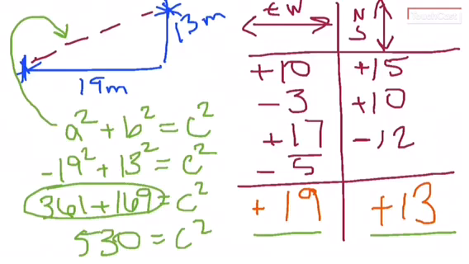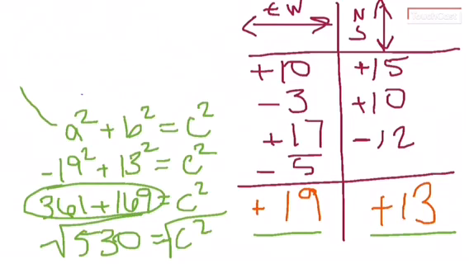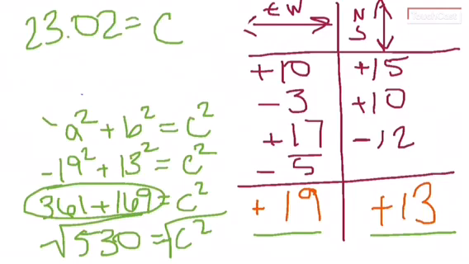And so all we have left to do now is square root it. And again, sorry, I just keep running out of room. I'm going to erase our triangle up above. And so the square root of 530 is 23.02 equals c. Okay, and so that's our displacement.